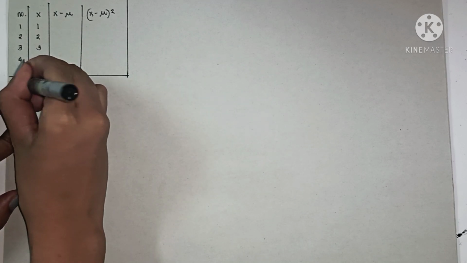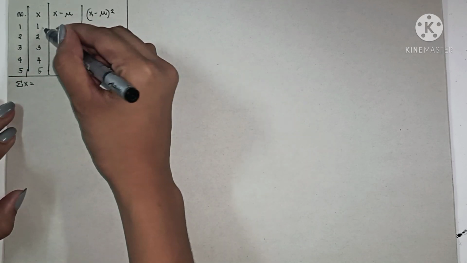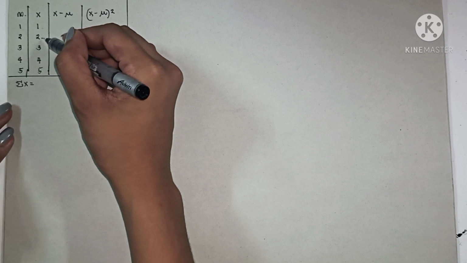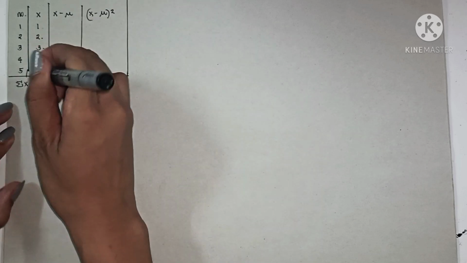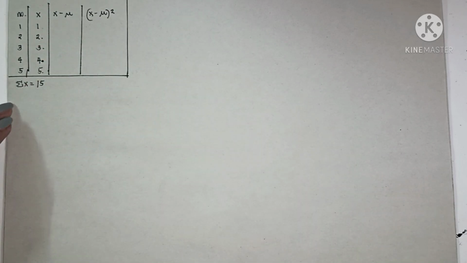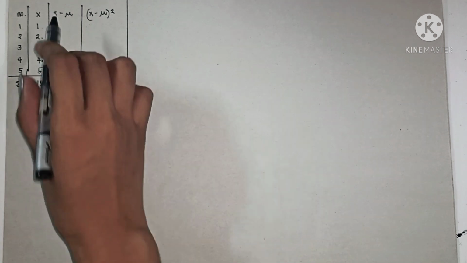So, summation of x is equal to, so 1 plus 2 is 3 plus 3 is 6 plus 4 is 10 plus 5, that is equal to 15. Okay, so summation of x is equal to 15. So, next column natin is x minus mu. Again, hindi tayo makakapag-proceed sa next column hanggat wala tayong value ni population mean.